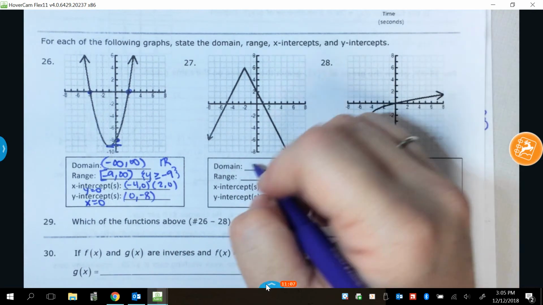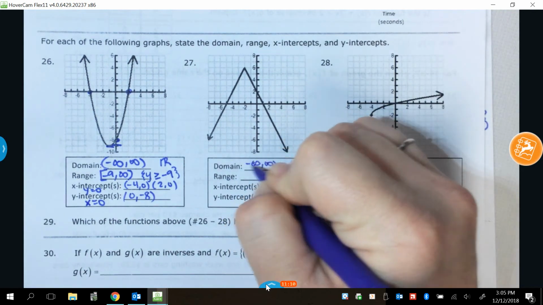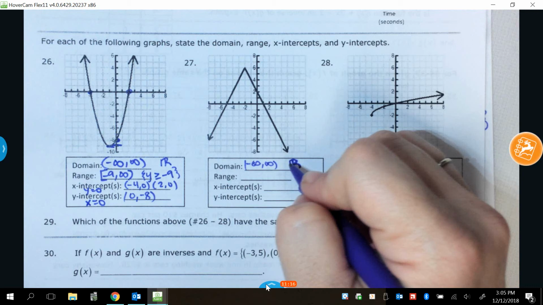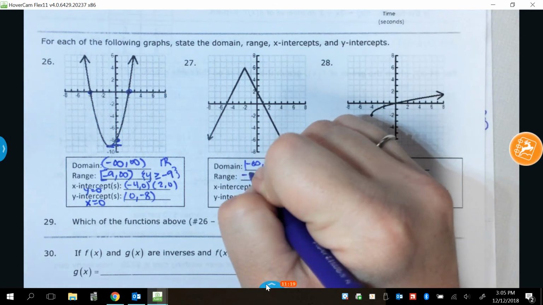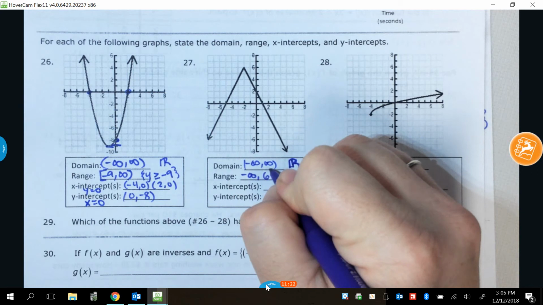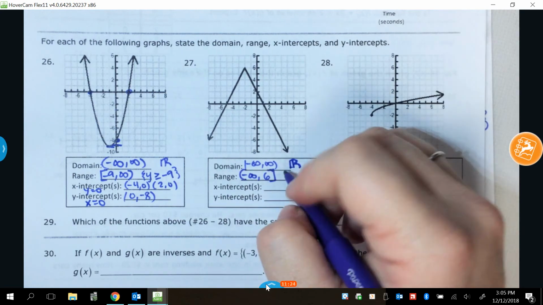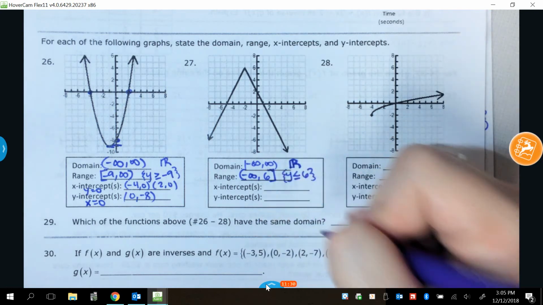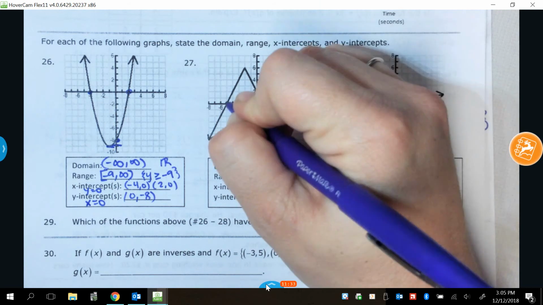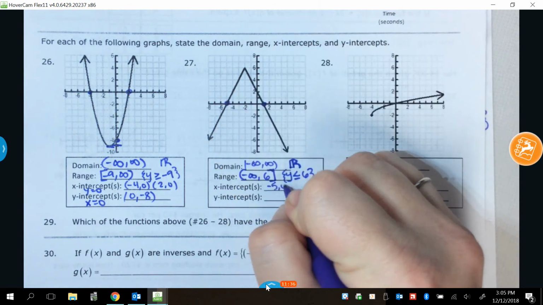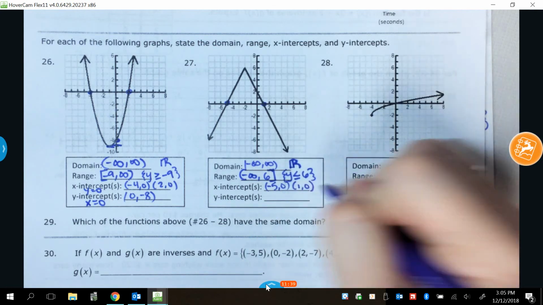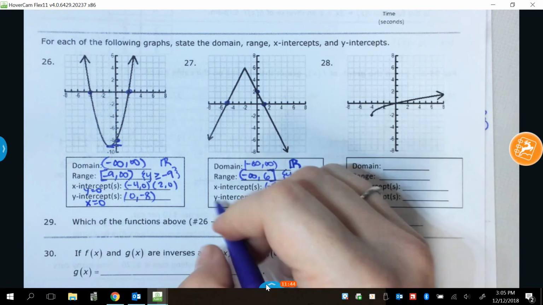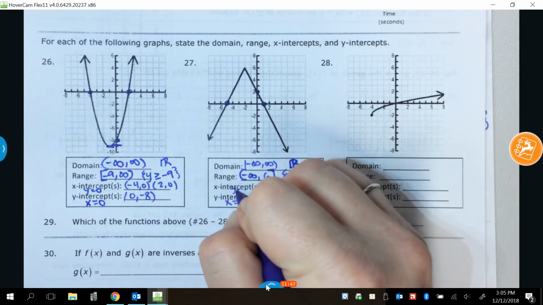Okay, domain here again, it's never going to quit getting wider, so it's negative infinity to infinity, or all reals. Okay, and then my range is going to be from negative infinity all the way up to 6 with a bracket because it touches, or it could be y is less than or equal to 6 because it's open downwards. X-intercepts are where it touches the x-axis, negative 5, 0, and 1, 0. Y-intercept is where it touches the y-axis. Remember, that's where x equals 0 or y equals 0.